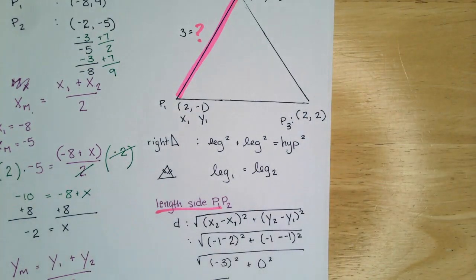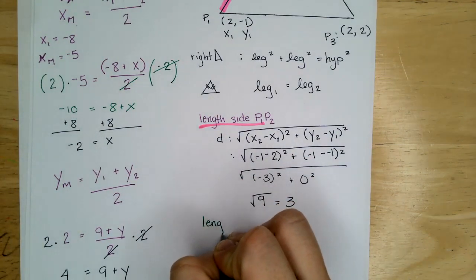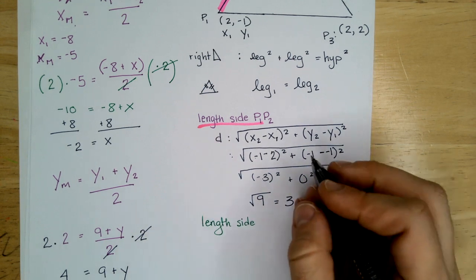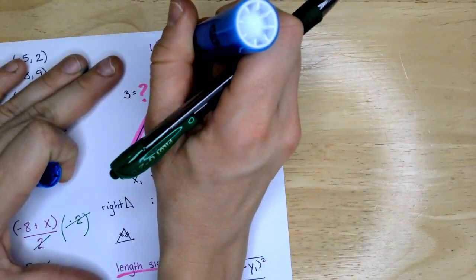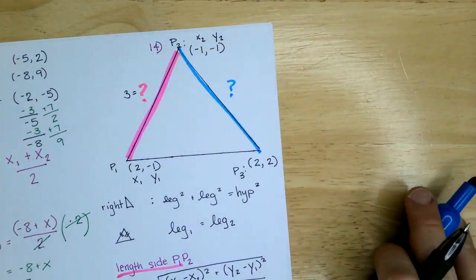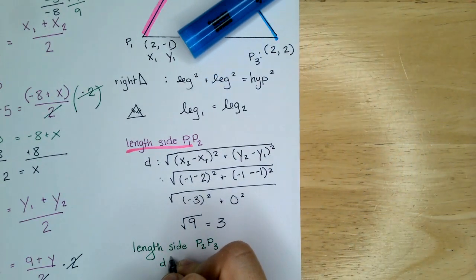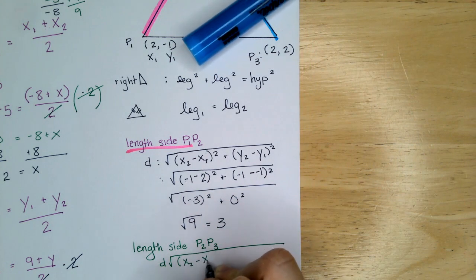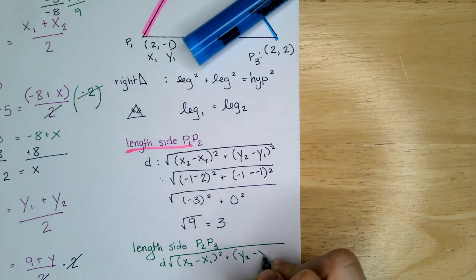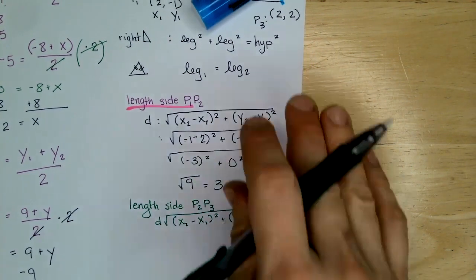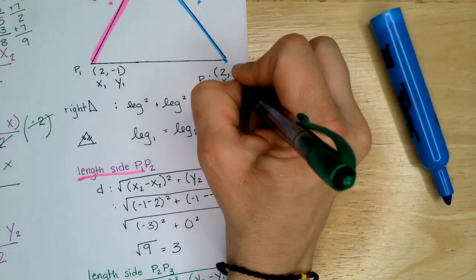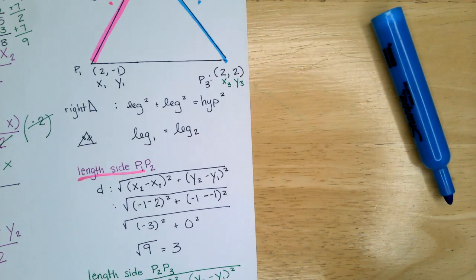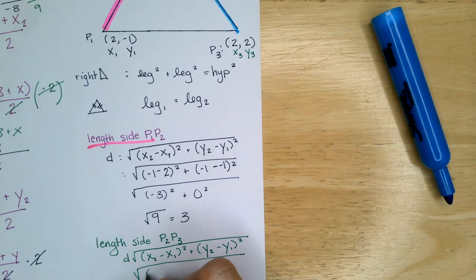Okay. Then it's going to ask you for the length of side P2, P3. Same thing: the square root of (x2 minus x1) squared plus (y2 minus y1) squared. Or you could say x3, y3, x2, y2. Anyway, I'll call x3 my x2 and x2 my x1.